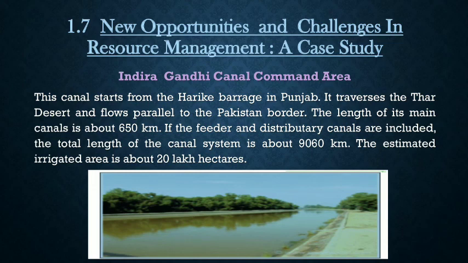If the feeder and distributary canals are included, the total length of the canal system is about 9,060 kilometers. The estimated irrigated area by this canal is about 20 lakh hectares, which is quite a big area. This irrigated area is also known as the command area.